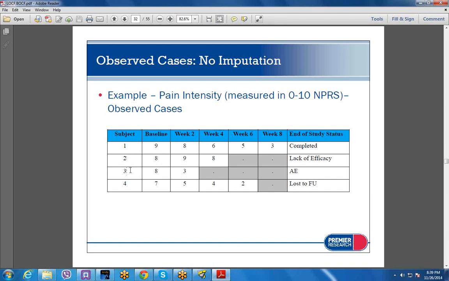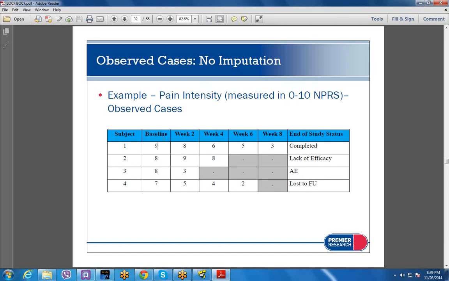4 patients. 1, 2, 3, 4. First patient came with 9 units of pain, means more pain. The maximum we have given is 0 to 10 only. Pain intensity. 9 means more intensity.